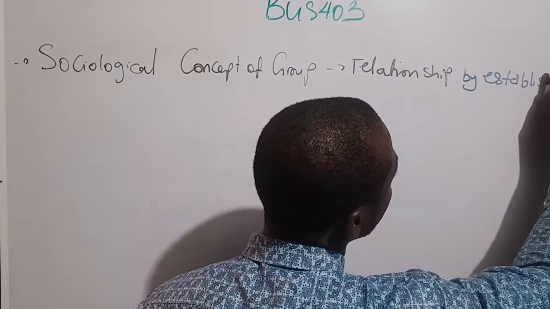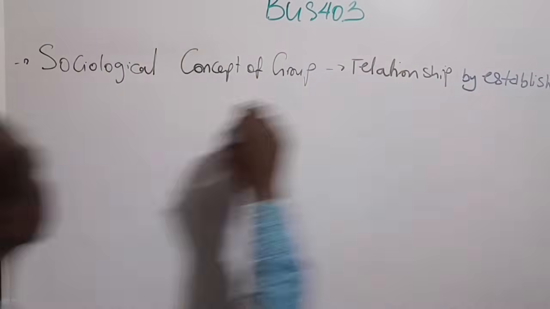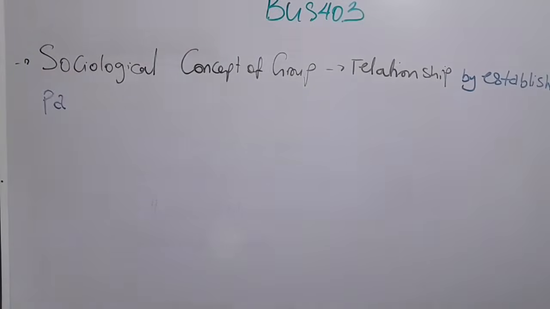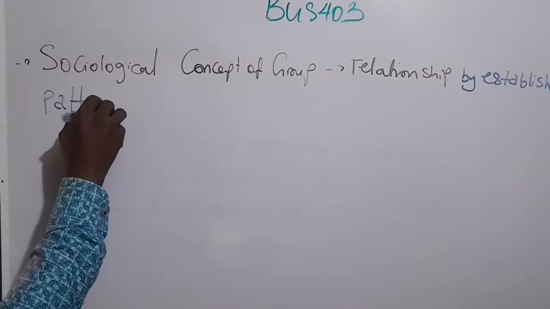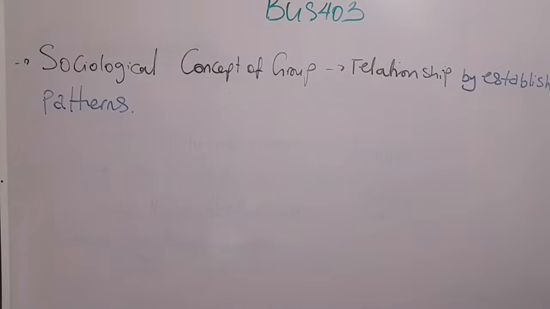Established patterns. This is sometimes referred to as a number of people having established characteristics of social relationship. But basically, what we understand here is that according to the sociological concept of group, this is a relationship on the basis of certain patterns.